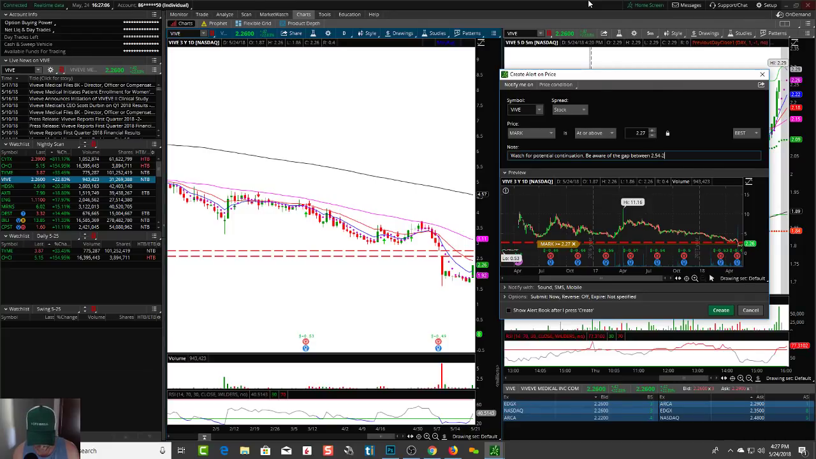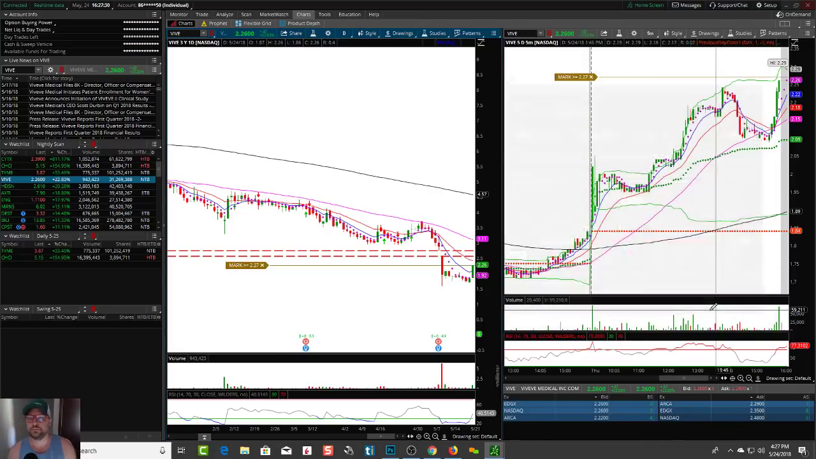All right, so right here I wrote, watch for potential continuation. Be aware of the gap between 254 to 274. That's a resistance area. If it breaches there, watch if it fills the gap. Might be reversing. Oversold. Buyers coming back in. May have found support. May continue. And see if that gap will fill. VIVE.